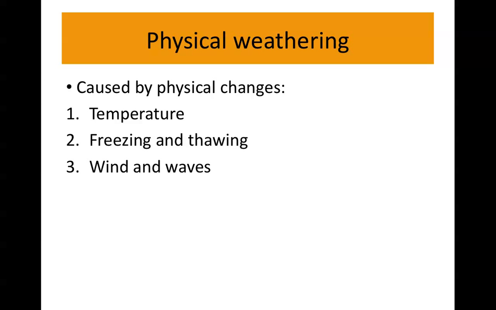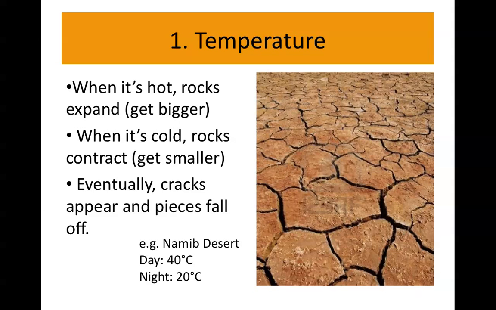Our first type of weathering is called physical weathering, and as the name suggests, is caused by physical changes. So this can be anything from temperature changes, freezing and thawing, as well as wind and waves. When it's hot outside, rocks expand a little, and when it gets cold again, rocks will contract. If you keep on heating and cooling a rock, cracks will start to appear, and little pieces of rock will start falling off. A good example of this is in deserts, for example, the Namib Desert in Africa. During the day, the temperature will rise to above 40 degrees centigrade and then cool down at night to 20 degrees centigrade. Do this over years and years, and you'll start getting cracks in your rock like the ones in the picture.